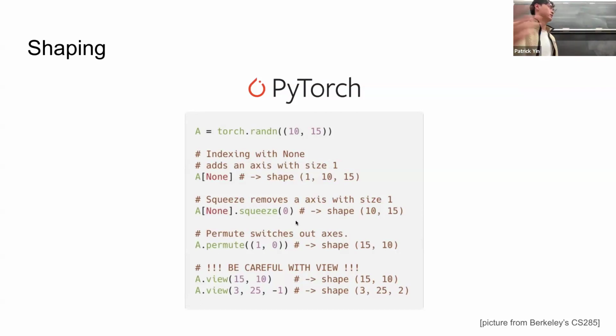And then there are also ways to transpose or permute the array, as well as reshape or view the array, which means we can go through the dot view. Basically, if we have an array of shape 10x15 and you want to change the shape of it, say you want to change a 10x15 array to a 15x10 array, then you could do a.view(15, 10).